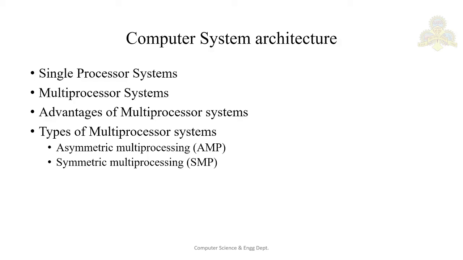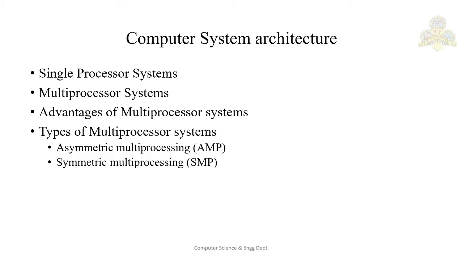That means these systems have two or more processors in close communication, sharing the computer bus and sometimes the clock, memory, and peripheral devices. Now we will see the advantages of multiprocessor systems. The advantages of multiprocessor systems are increased throughput, economy of scale, and increased reliability. So the first advantage is increased throughput.